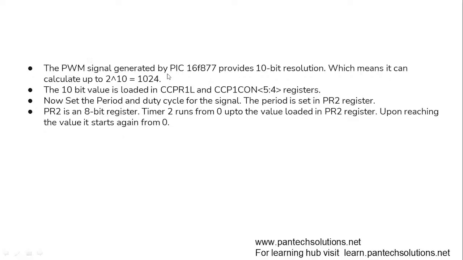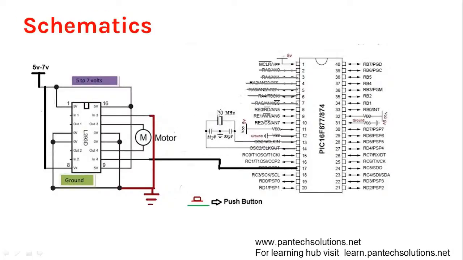The PWM signal generated by the PIC16 will have 10-bit resolution, which means it could count up to 1024. So in order to get a 50% duty cycle, you have to load 512, which is 1024 divided by 2. So whether you need 10% or 20%, you have to load the appropriate value into these registers. PR2 is an 8-bit register, and timer 2 runs from 0 up to the value loaded into the PR2 register.